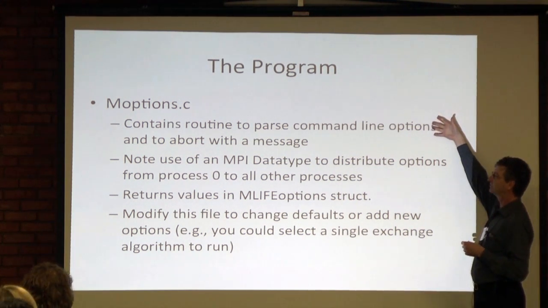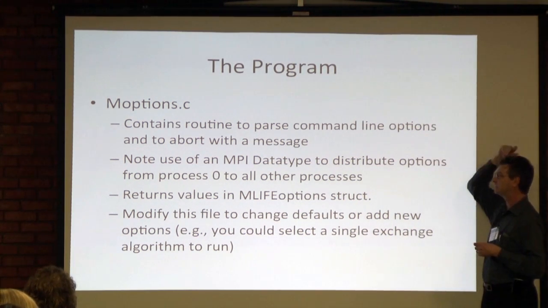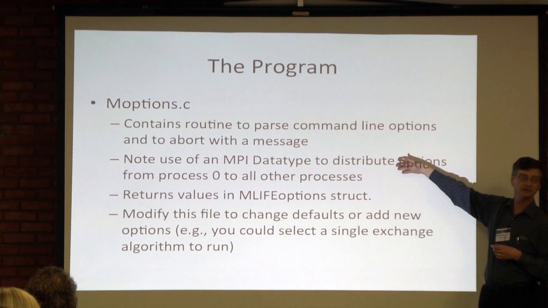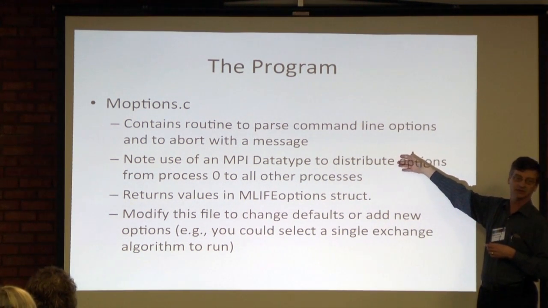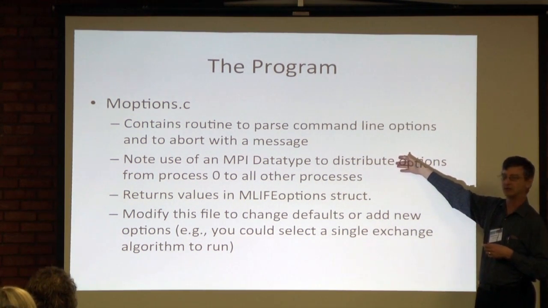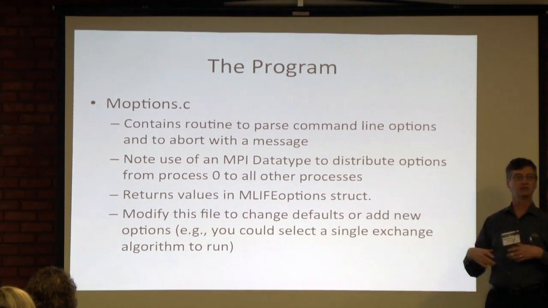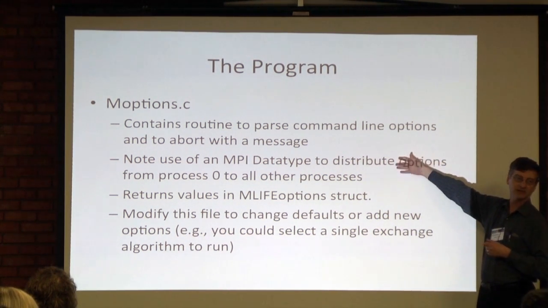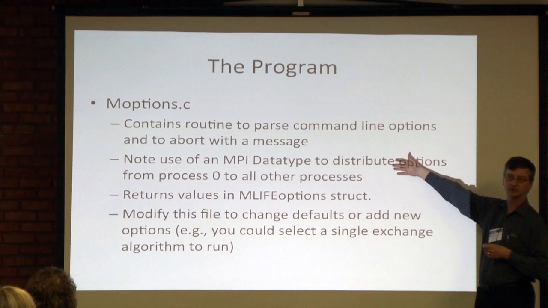Moptions.c contains the routines to parse the command line options. It uses a data type to distribute the options because one of the things that can be used is a string of characters, and so it's all sent in a single broadcast. Partly I did that to show you it really isn't that hard to create a struct data type and use it to do a single broadcast.